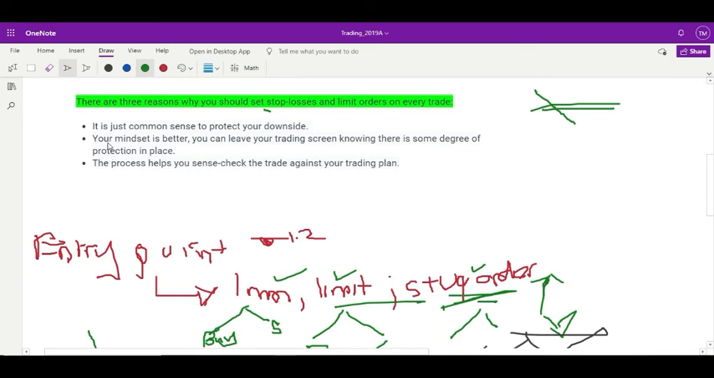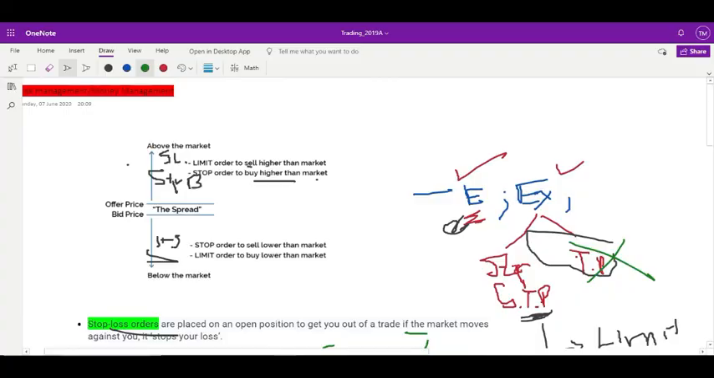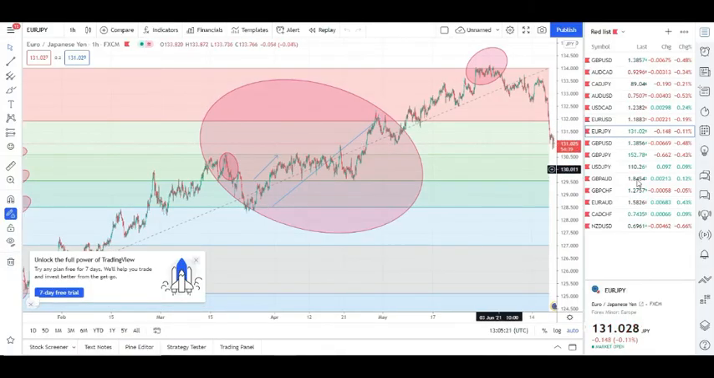Another reason is that your mindset is better. You can leave your trading screen knowing that, to some degree, your protection is placed and you've protected your portfolio. That's the other reason why we use stop losses and limit orders. The process also helps you sense check the trade against your trading plan. So it's very important. Let me explain a little bit here.